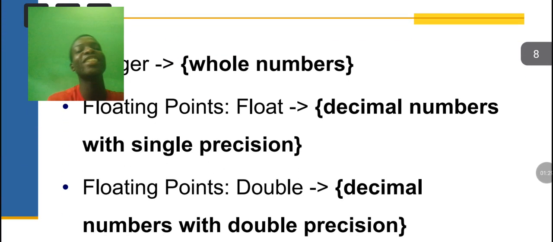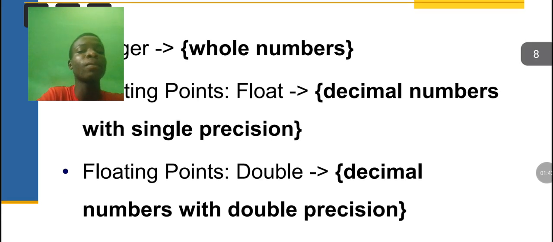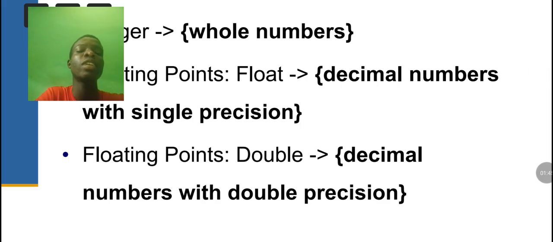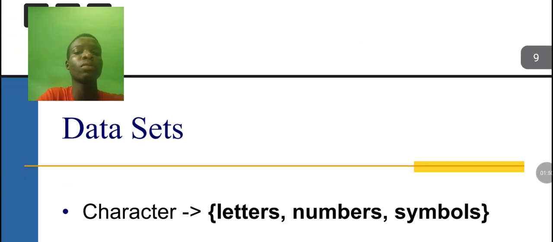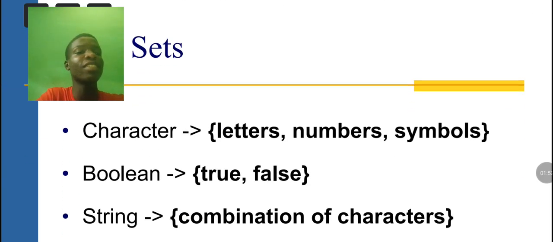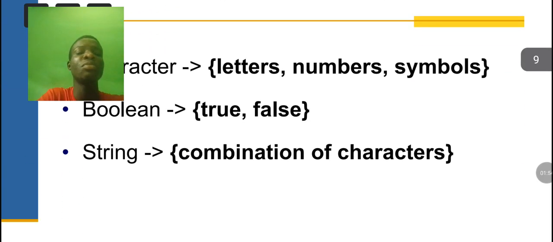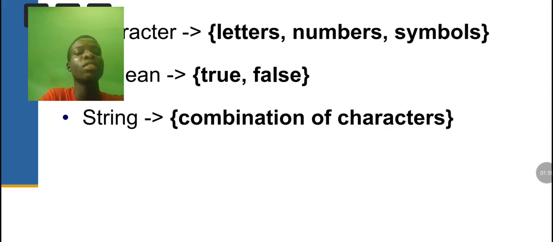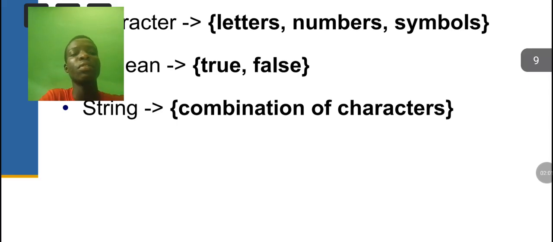Then for floating point, we have float. That's decimal numbers with single precision. So it uses 32-bit word. The single precision means that it uses a 32-bit word to represent a decimal number. Then the double precision uses a 64-bit word to represent a decimal number. For character, it's letters, numbers, and symbols. Boolean is true or false. The true or false are the logical values. String is a sequence of characters, so you can say combination of characters.